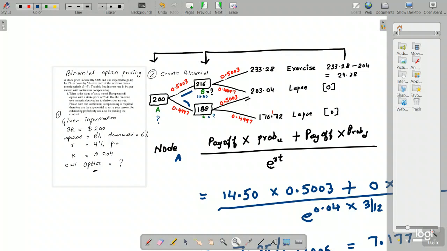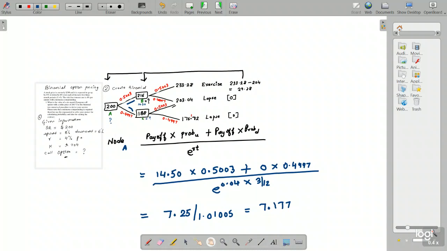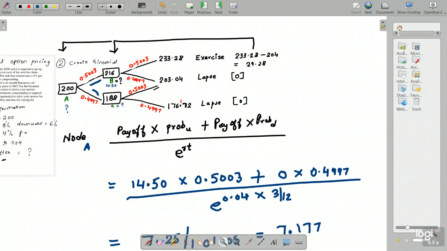So this 14.50, again we have to further discount it for another 3-month period using the same probability, because there is no change in the probability, and therefore we have calculated the value of this contract, which happens to be 7.177, right? So that's how this value is all about. It was a big question. There are a few pieces of information that I have already erased. Hopefully you were with me.